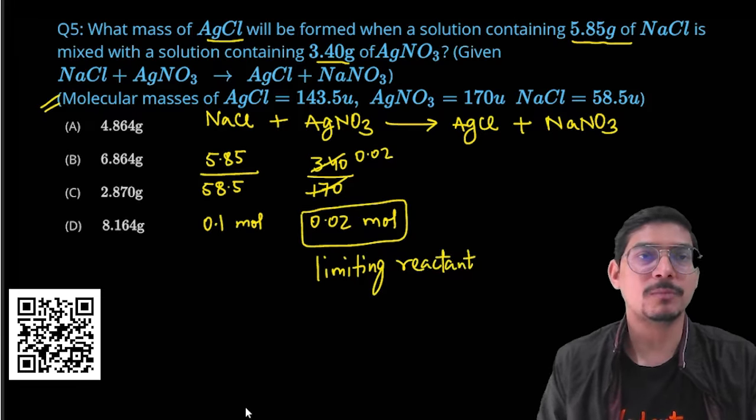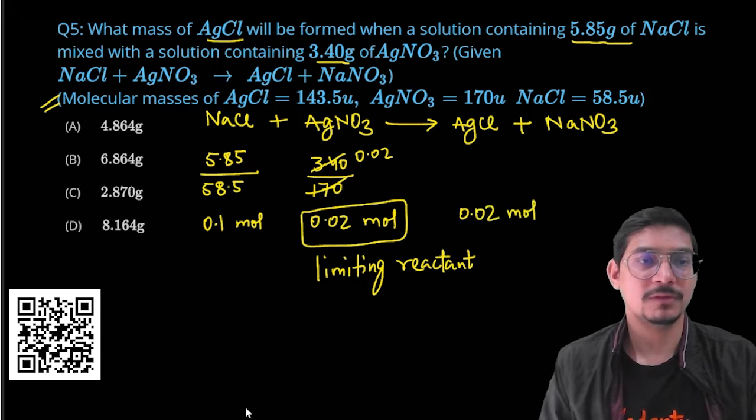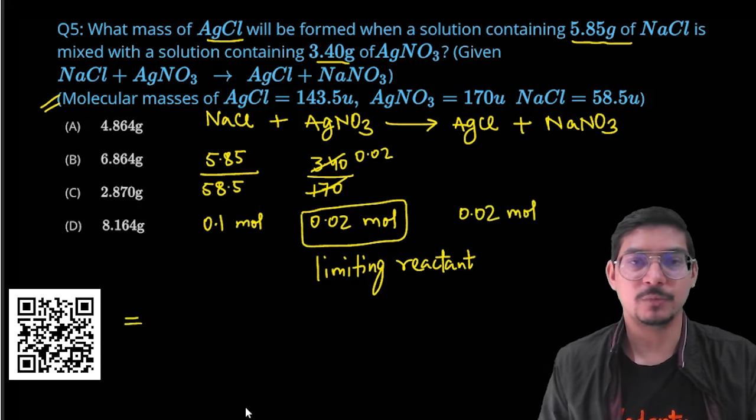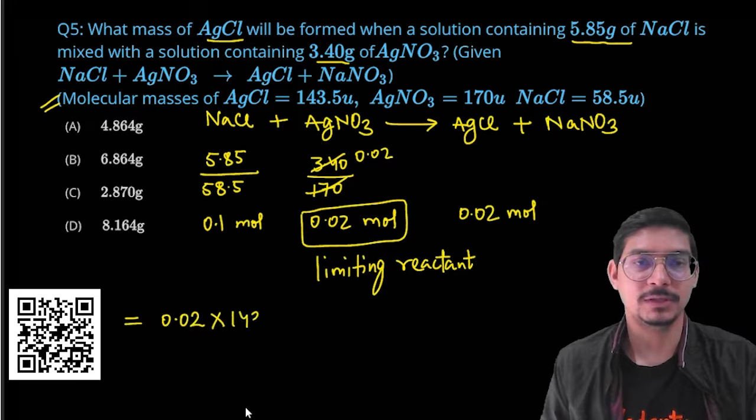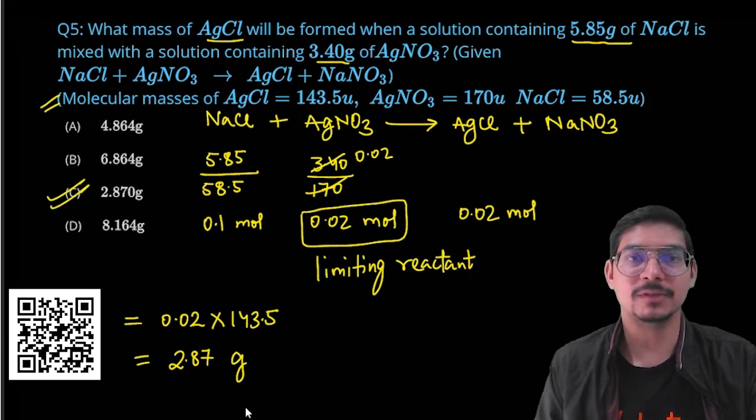The question is, what mass of AgCl is present? Again, 1 mole of AgCl comes from 1 mole of silver nitrate. So if silver nitrate is 0.02 mole, AgCl would also be 0.02 mole at the end of reaction. Finally, calculating the mass of AgCl would be number of moles, which is 0.02, multiplied with the molar mass of AgCl, which is given here, 143.5. So doing this calculation, this comes out to be 2.87 gram. So the correct answer to this question would be option C. 2.87 gram of AgCl would form under the given conditions.